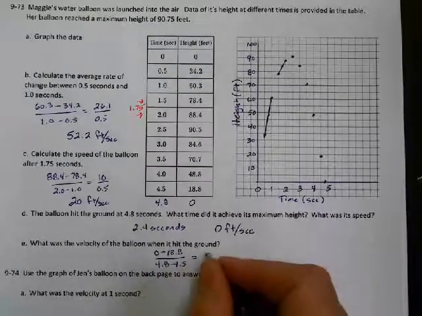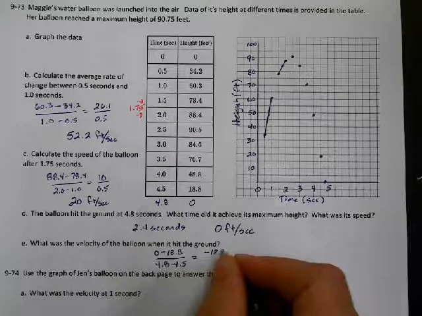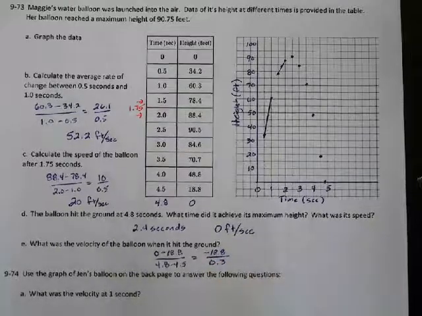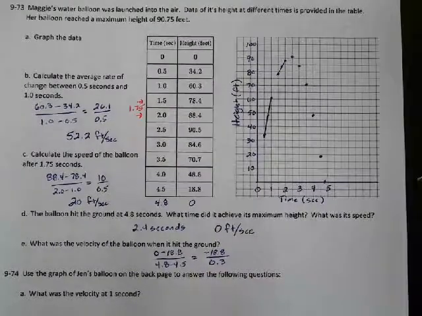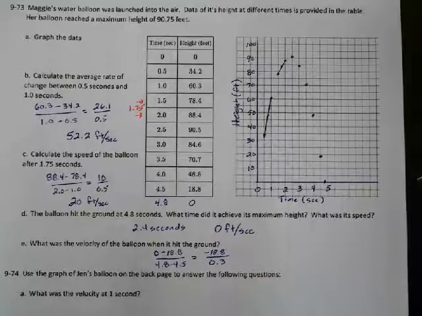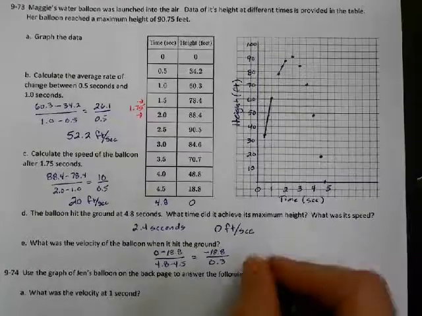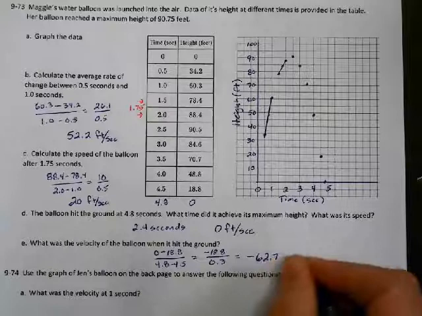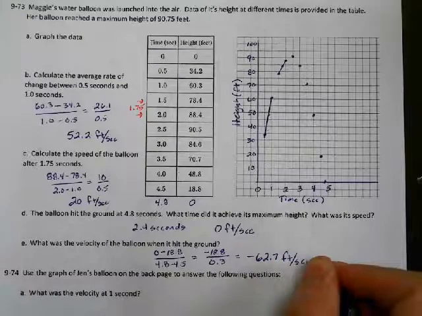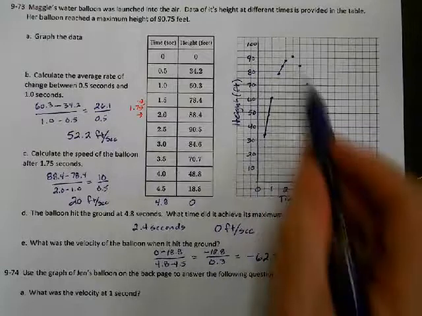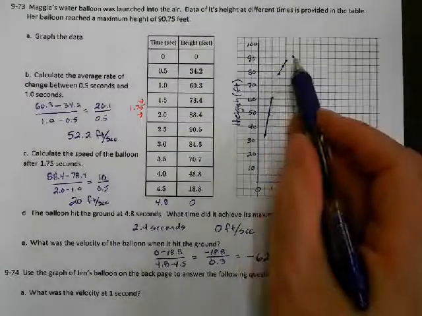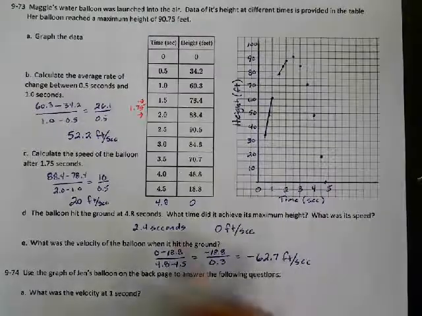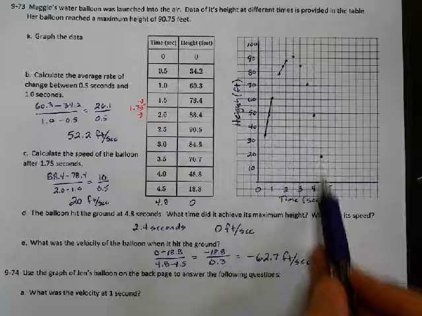So I end up with negative 18.8 over 0.3. And then 18.8 divided by 0.3 ends up being 62.7, but it's negative. We get negative 62.7 feet per second. Our velocity is negative because we are coming down now. We had a positive velocity going this way, and now we're going the other direction, so we have a negative velocity. Notice it's going a lot faster than these other times that I came up with because it is about at its fastest point here.